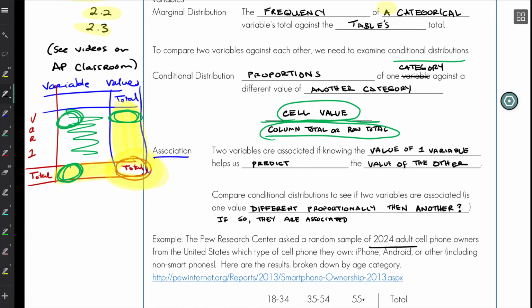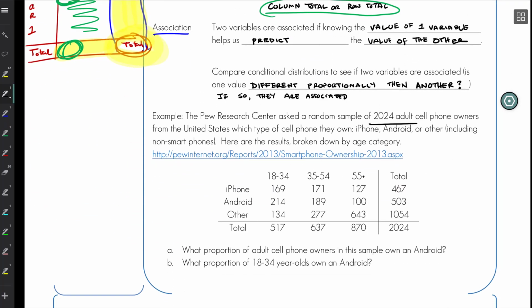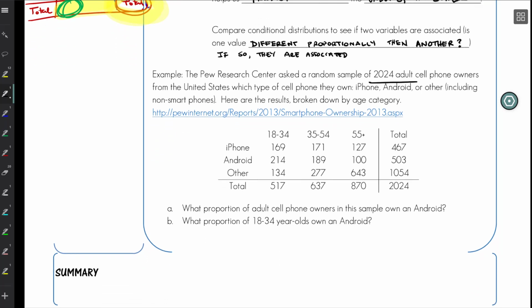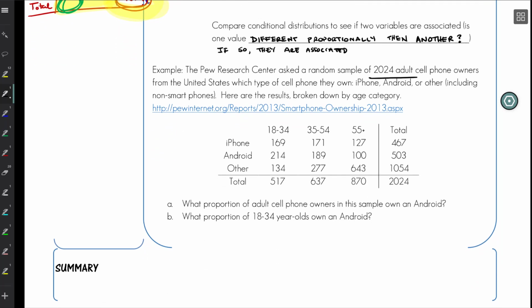So in this example that we want to look at, we're looking at data from the Pew Research Center. We ask a random sample of 2024 adult cell phone owners from the United States which type of cell phone they own: iPhone, Android, or other, which includes non-smartphones. Here are the results broken down by age category.